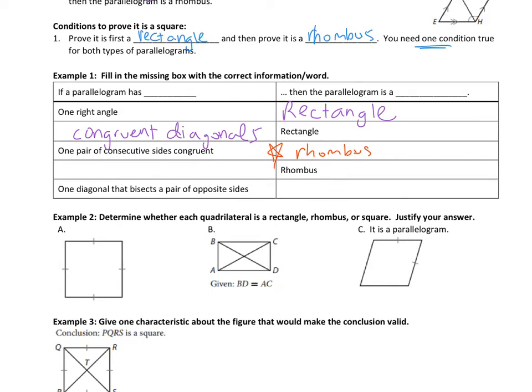So on the very last one, if we have one diagonal that bisects a pair of opposite angles, this is also a rhombus. So there's three things mentioned up above that cause us to say that it is going to be a rhombus, and the part that is missing is that we need perpendicular diagonals. So the diagonals are going to be perpendicular to each other, which means they're going to be 90 degrees in the middle part of those triangles.